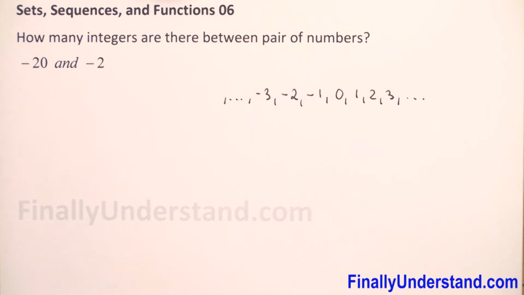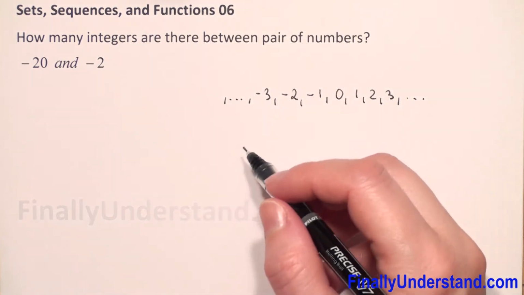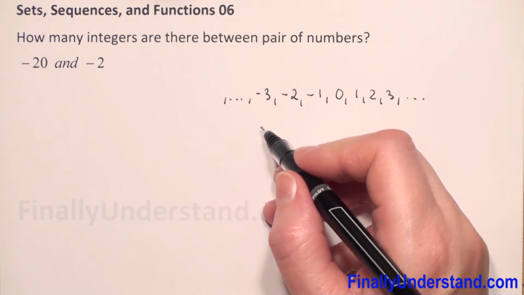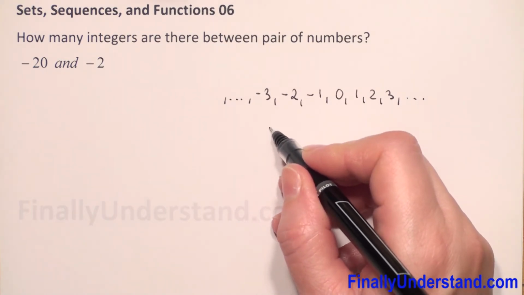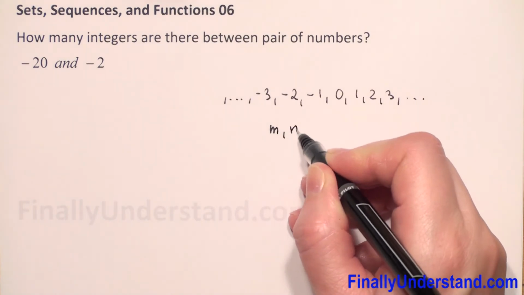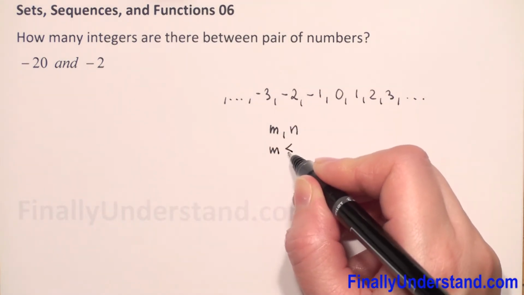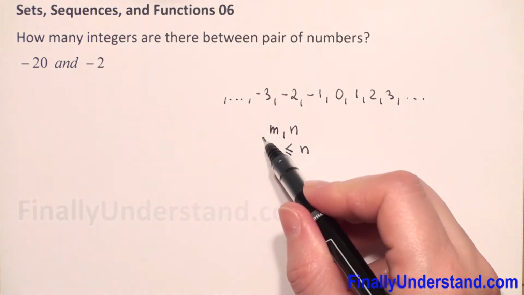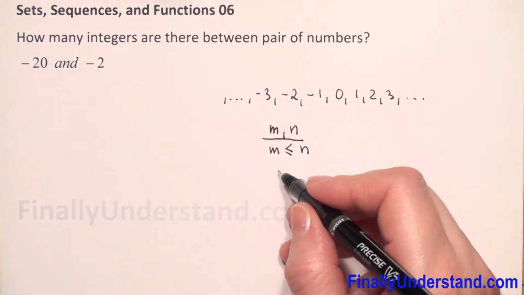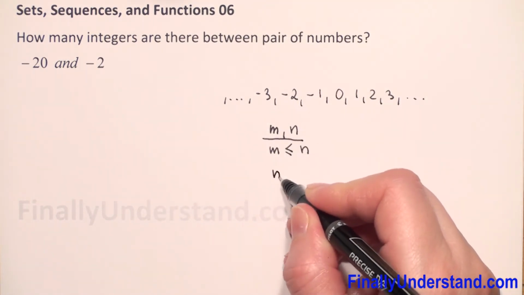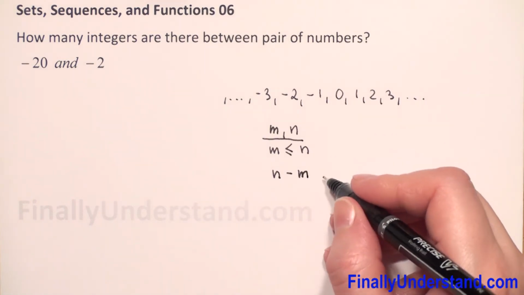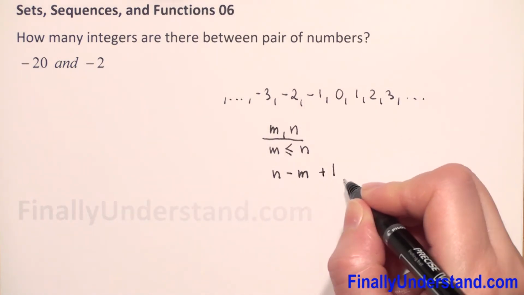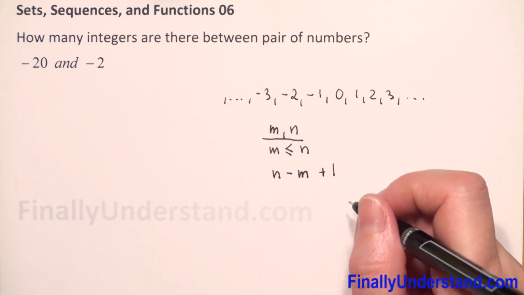ends of the range. We can always list all these numbers and count them, but we have a formula, so we will use this formula when we have to find all integers between m and n, and m is less than or equal to n. Then to find all these integers between m and n, we have to subtract the smaller number from the largest number, and we have to add 1. Why do we add 1? Because we have to include both ends.